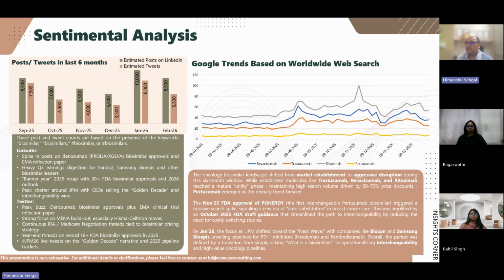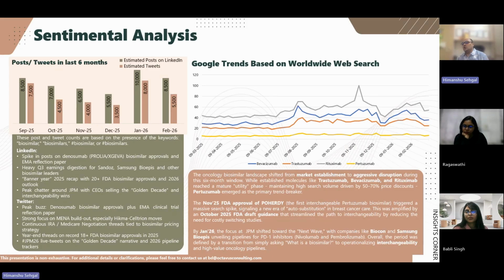So yeah, that's that. Now, when we talk about Google Trends, we looked into multiple keywords and molecules on Google Trends, and the biggest hike you can see is in November. Here it is very evidently visible. The product approved was pertuzumab, basically the pertuzumab biosimilar, but you can see the highest point in all the products is more or less in November 2025, because pertuzumab's biosimilar, Poherdy, was approved as an interchangeable biosimilar.